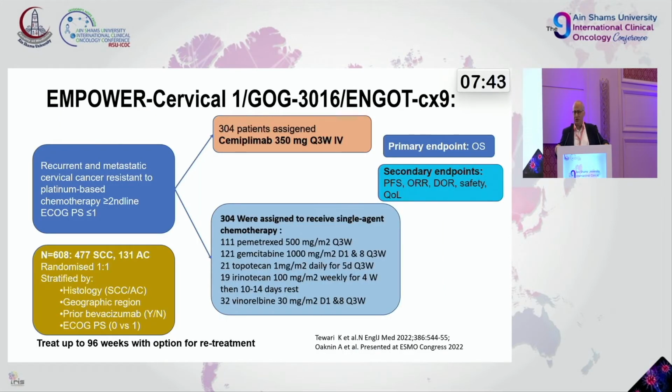Then we come to the phase 3 study. This is the Empower Cervical 1 GOG study. They compared cemiplimab 350 milligram to the physician's choice of chemotherapy. Patients received either pemetrexed, gemcitabine, topotecan, irinotecan, or vinorelbine. The included patients had recurrent and metastatic cervical cancer resistant to platinum-based chemotherapy with more than or equal to 2 lines of chemotherapy. The primary endpoint was overall survival. Secondary endpoints were progression-free survival, overall response rate, duration of response and safety.